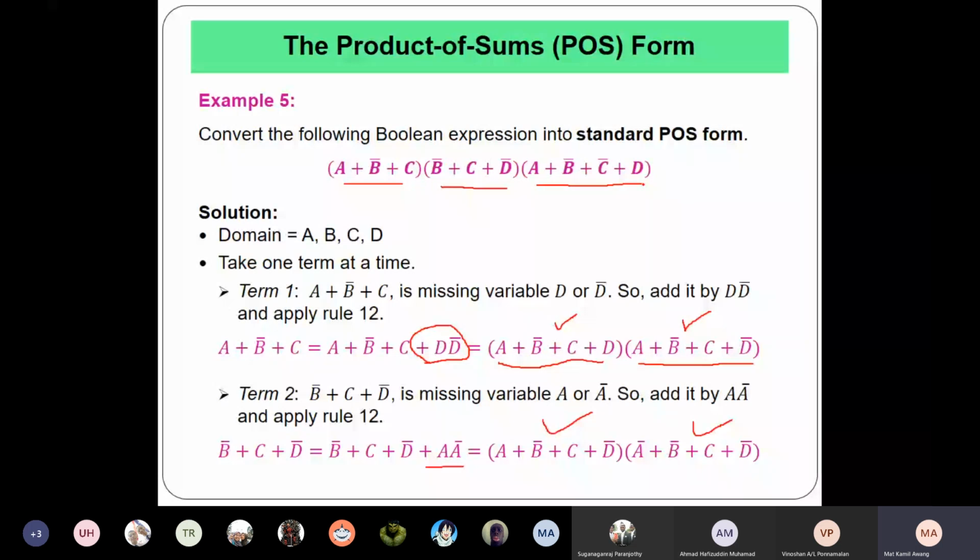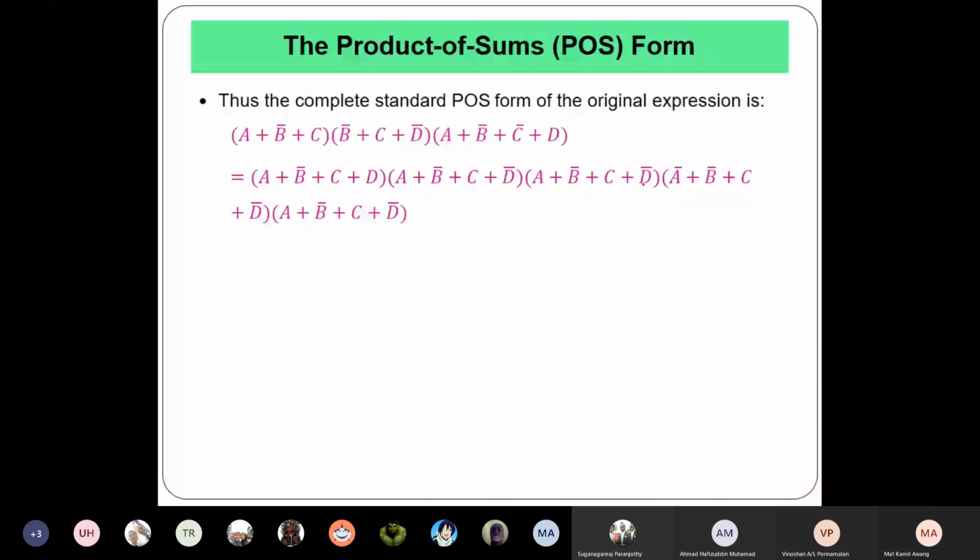So now you can rewrite the original expression into the standard POS form. So from here, for this one, basically you get this and this. For this one, you have this and this. And for this one, you get this. So this is the standard POS form.